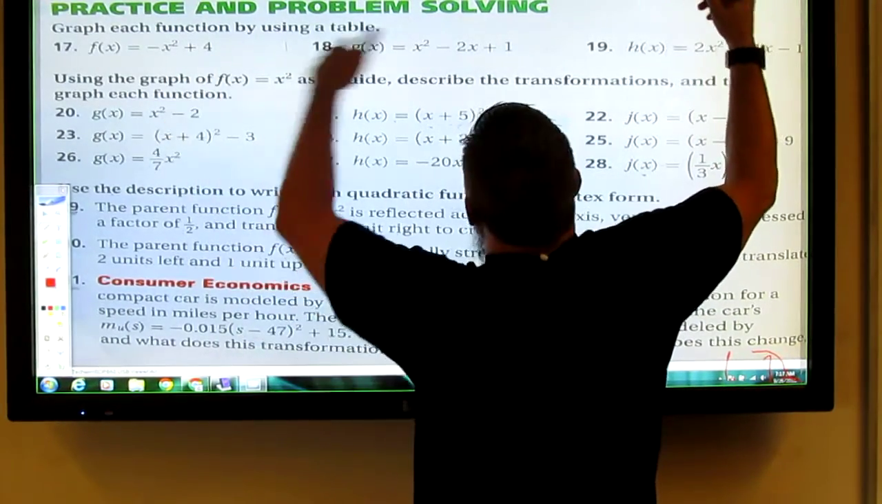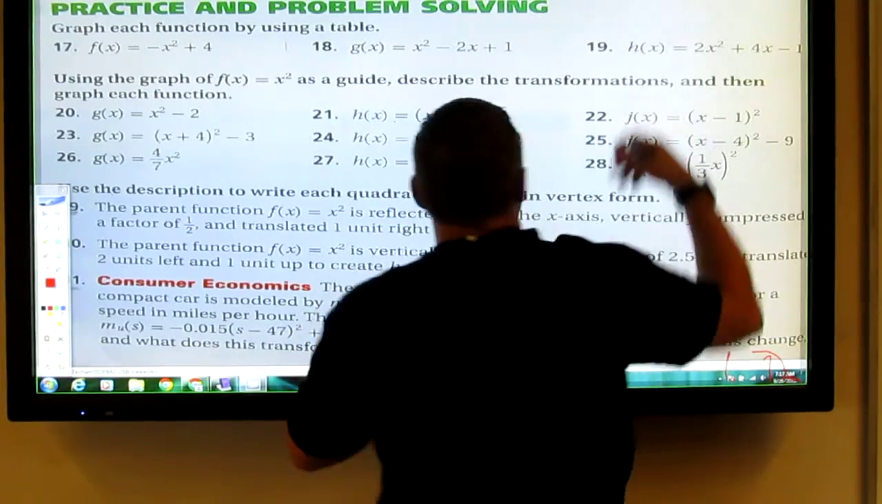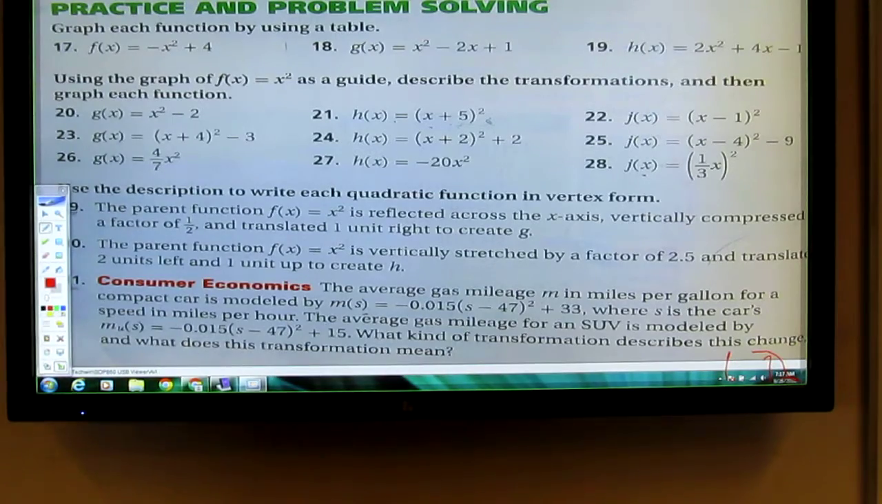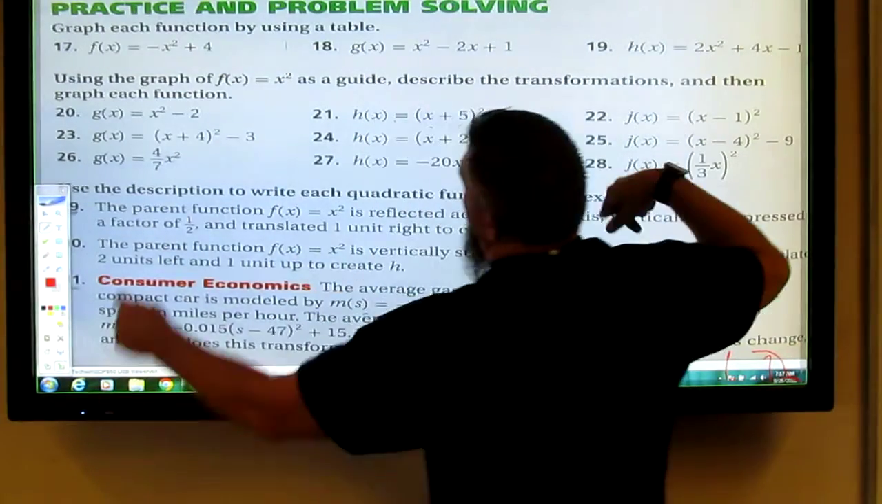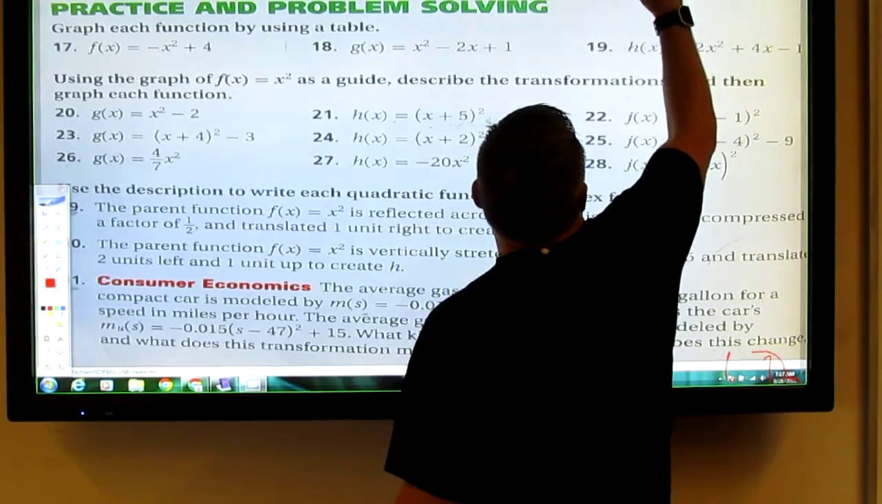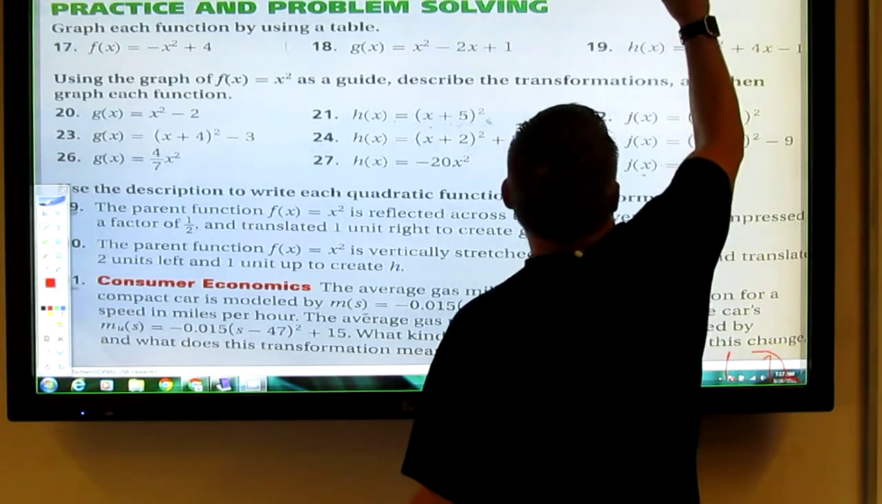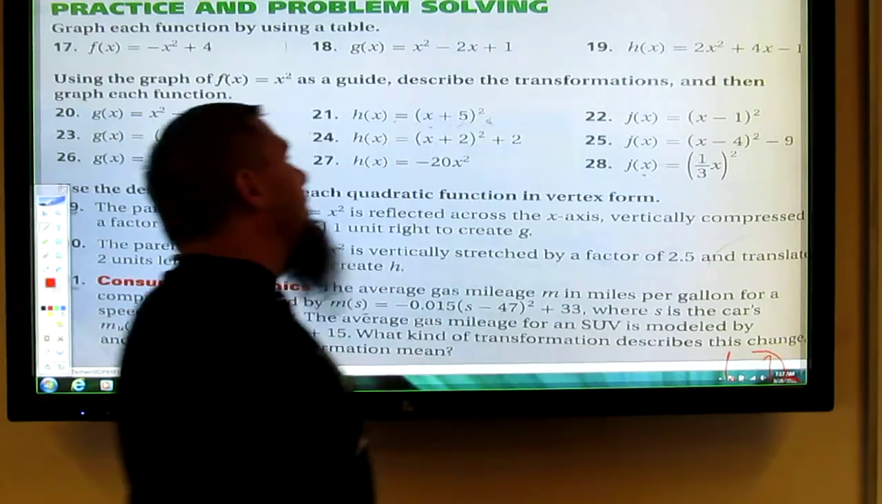And I skipped 17 and 19 just because I'm not going to make you do the tables. I'm cool with that. Okay? What I really want you to do is understand the math. So instead of doing the tables, let's just get going on the math. 21 through 31. Okay? And let's just see how we can do this.